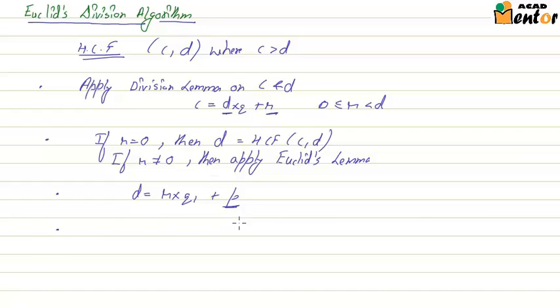Whenever the remainder becomes 0, the divisor at that stage would be the required HCF.